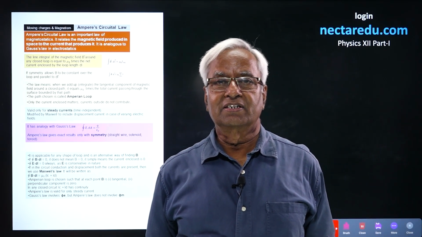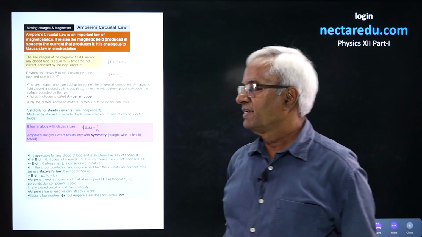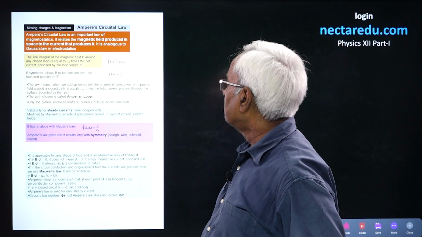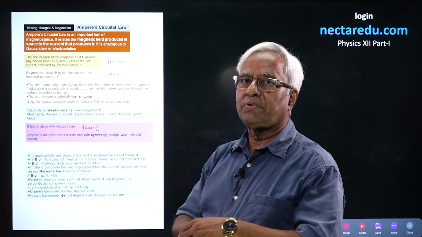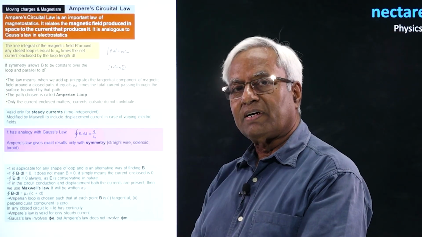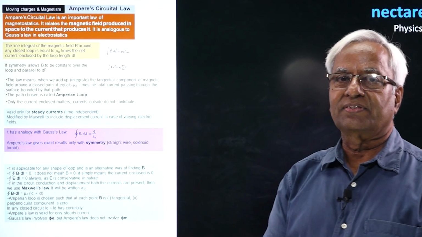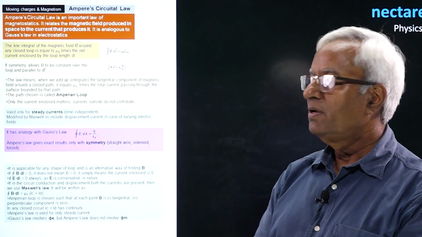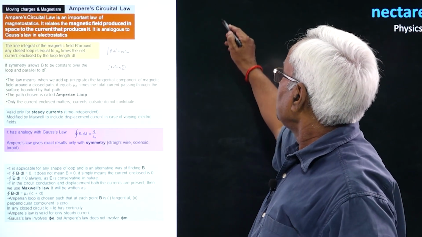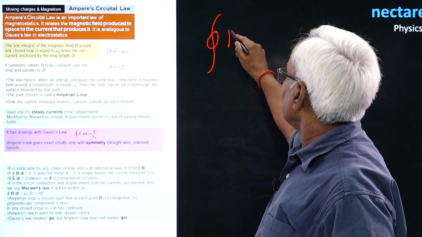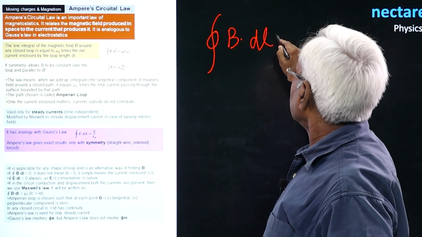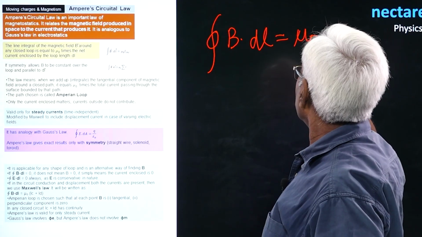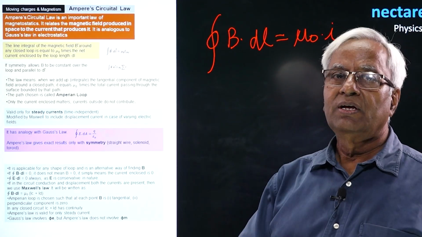Ampere's Circuital law deals with the magnetic field that is produced by some current. Actually, it relates the magnetic field and the current that is responsible for its production. Its integral form could be written this way: integral B dl equals mu naught I.